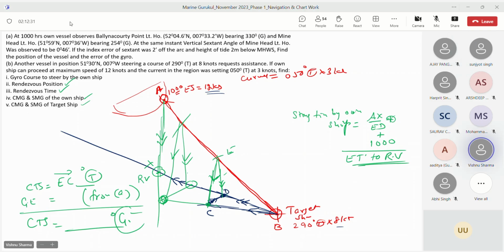Beta, instead of making a smaller triangle, you are making a bigger triangle, but they are similar triangles only. The procedure will be the same. You have just doubled up everything. That's all you are doing, nothing else.